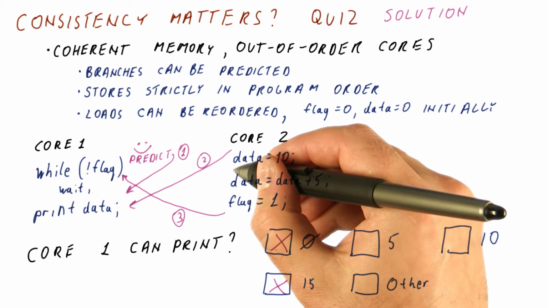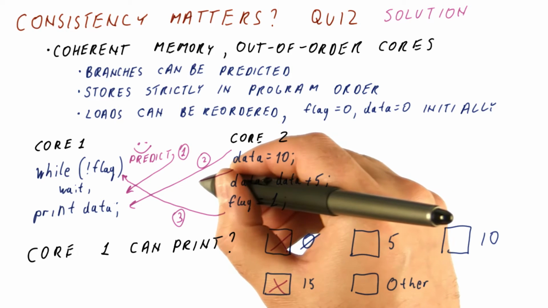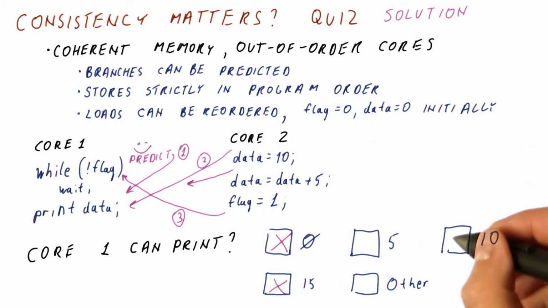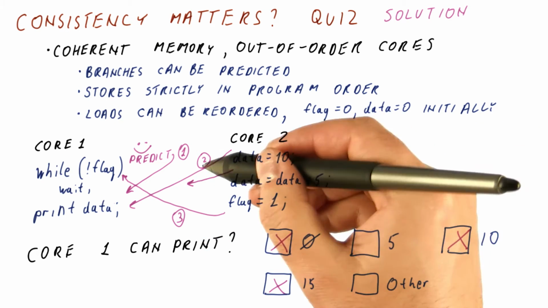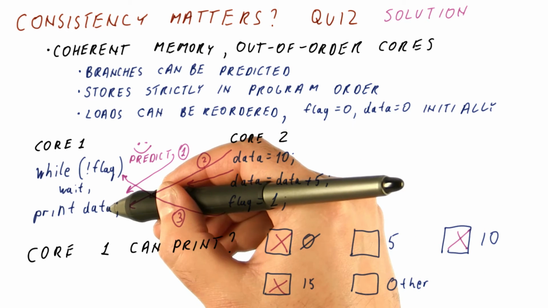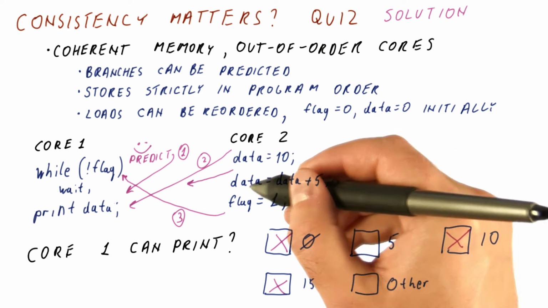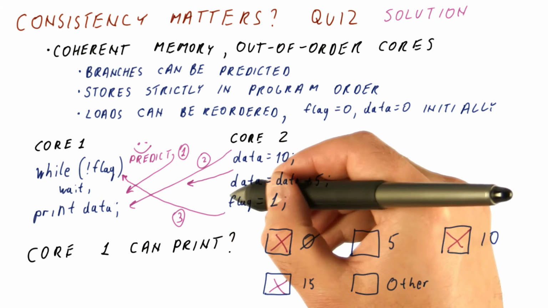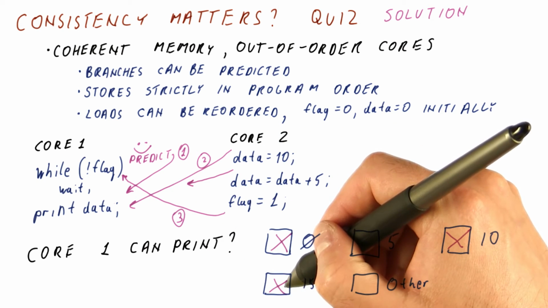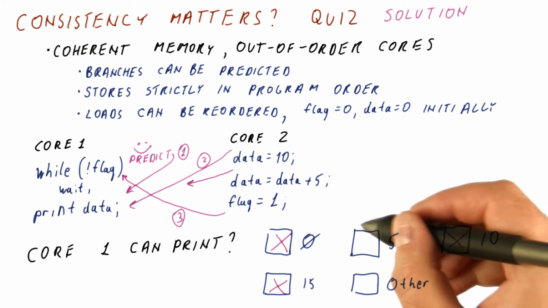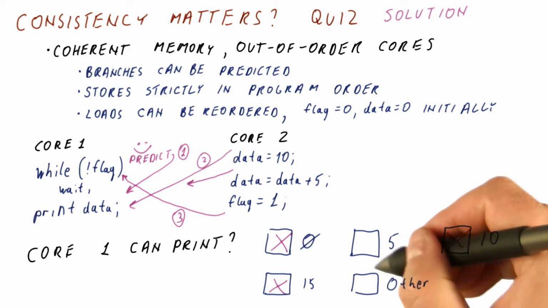A similar outcome is possible for data equals 10 simply by moving this here. So we can also print 10 if access number 2, which reads the data after the prediction of the branch, happens here. And finally, we could get 15 in the data if we get it here, but we already knew we could get 15. Note that it's not possible to get 5 or anything else.